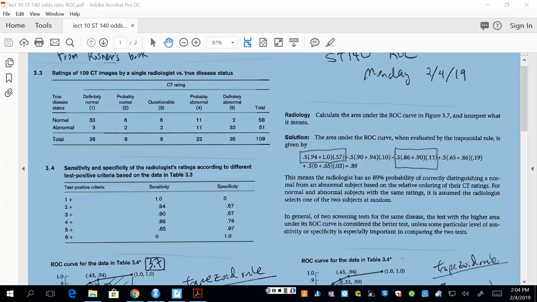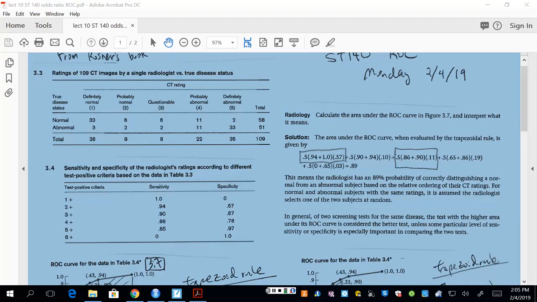So depending on the test positive criteria, 1, 2, 3, and so on, we get different sensitivities and specificities. If everything is called possibly abnormal, based on 1, we don't miss anybody. Everybody's called abnormal. So all 51 that are abnormal are captured, and they're all sent for more testing. No error there. However, the ones that are normal, we also send them. So we get a specificity of 0. That would be an extreme.